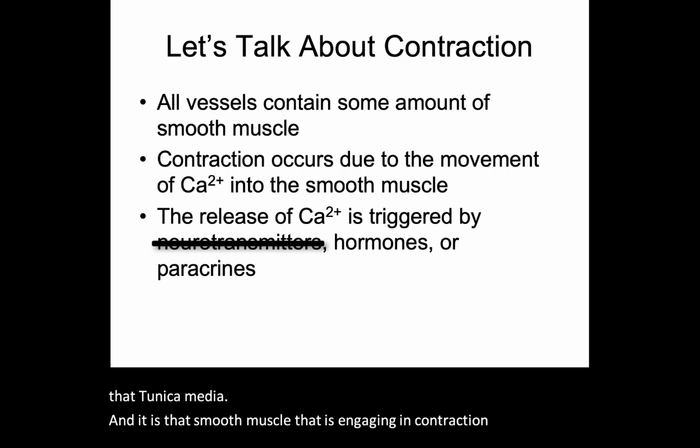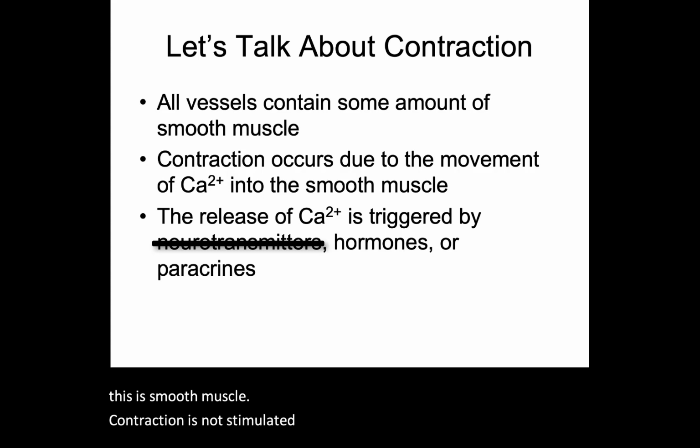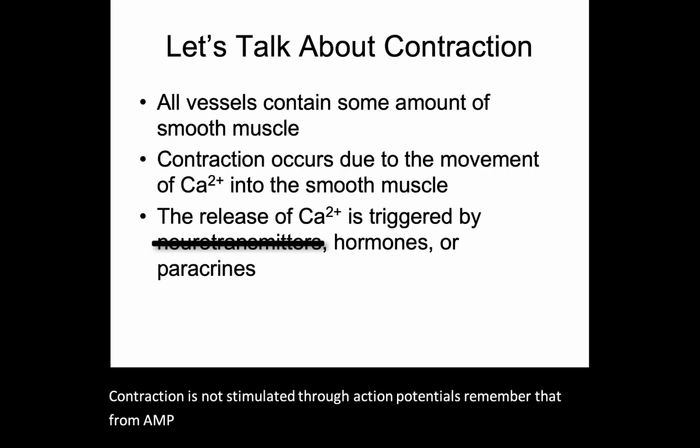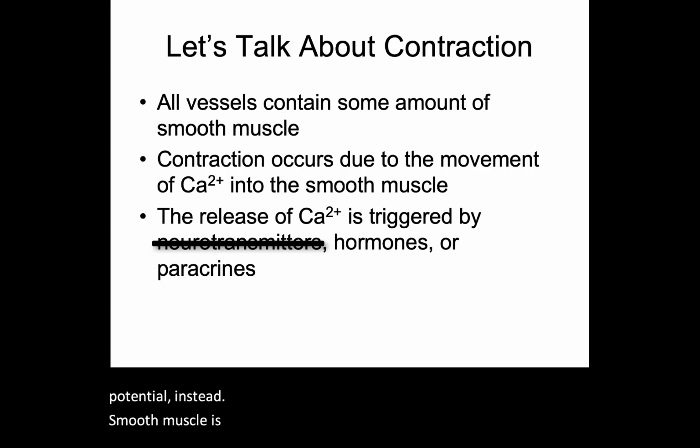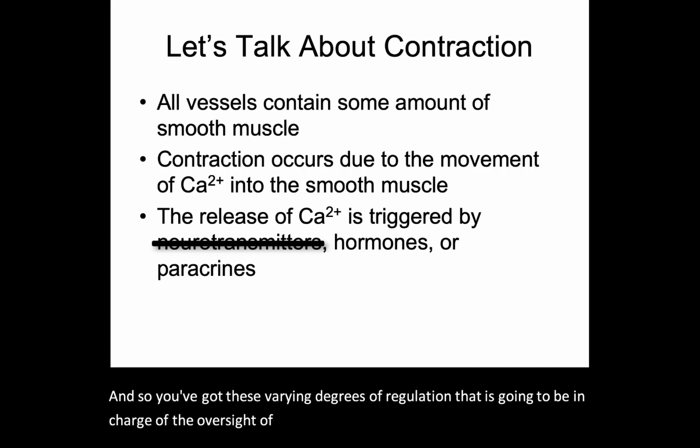Now, because this is smooth muscle, contraction is not stimulated through action potentials. Remember that from A&P1. Smooth muscle is not stimulated through an action potential. Instead, smooth muscle is stimulated through stretch receptors, through hormone activity, and through other chemical cues, such as maybe pH. And so you've got these varying degrees of regulation that are in charge of the oversight of stimulating smooth muscle to contract.